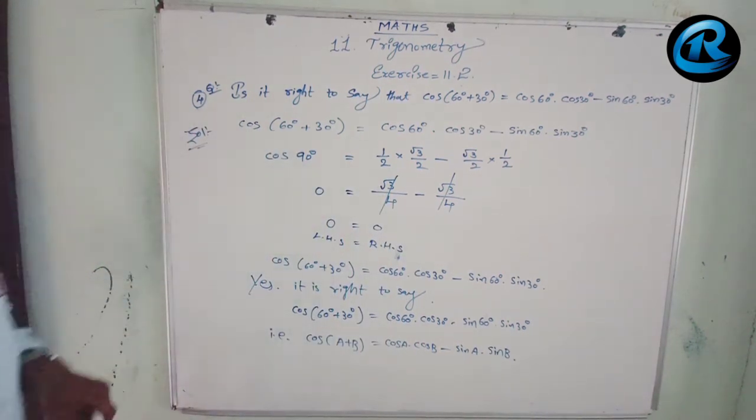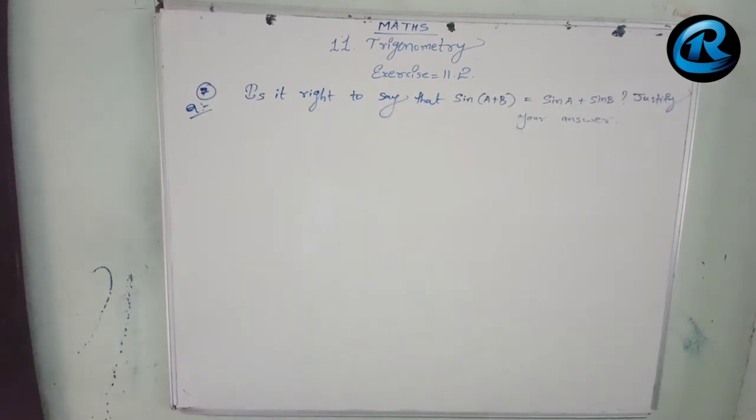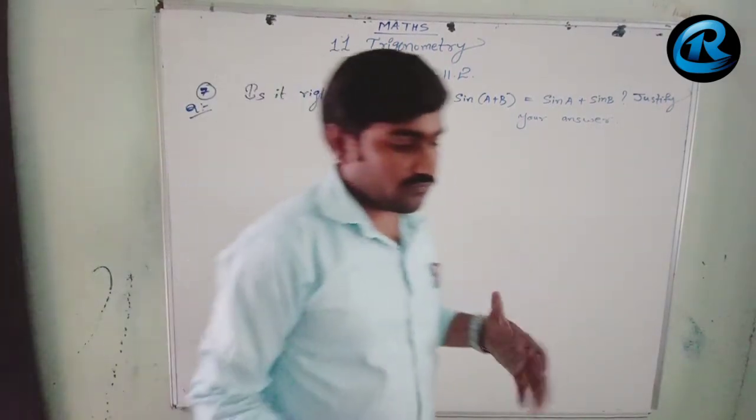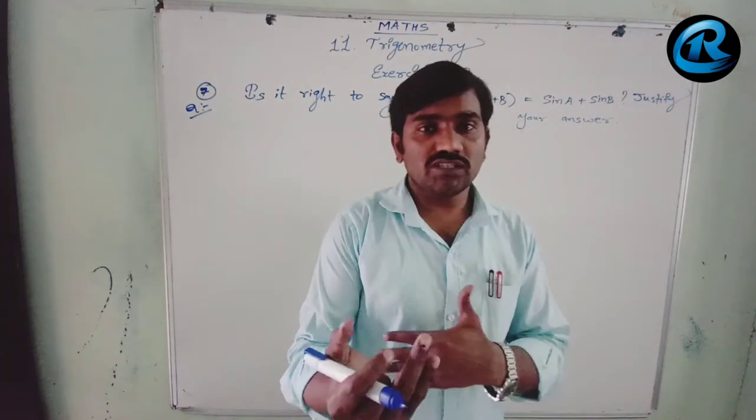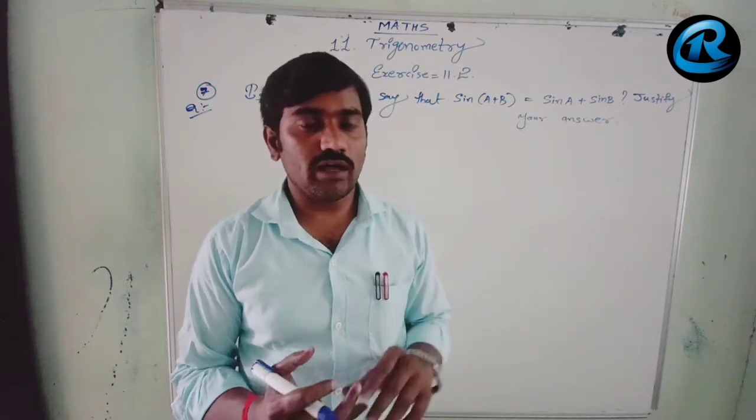So I hope you understood this one. Now we go for the seventh question. Why? Because the fourth question and seventh question will be interlinked. Third, fourth, and seventh questions are based on those four formulas only.